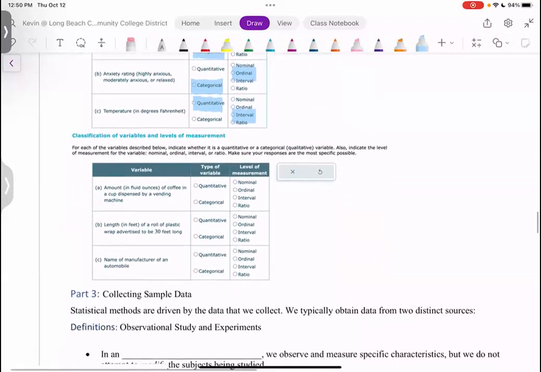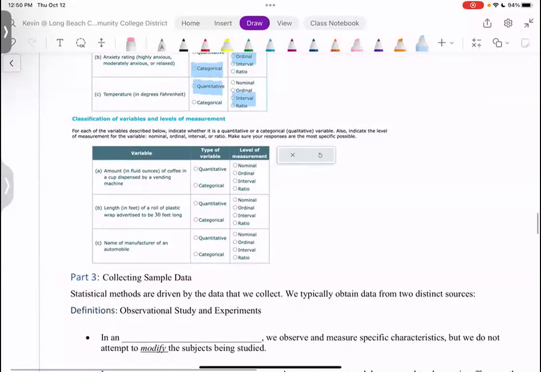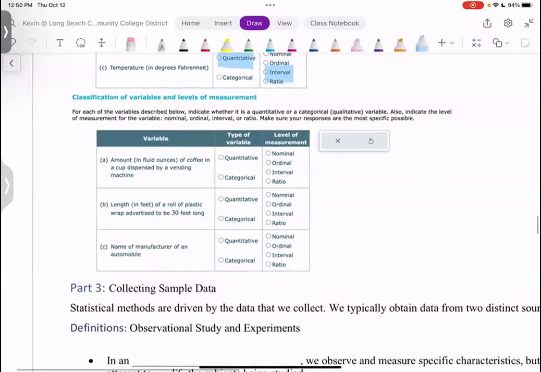And we have a few more examples. The amount in fluid ounces of coffee in a cup dispensed by a vending machine. That is quantitative, and that is definitely going to be ratio. We can have a 0 amount of coffee, and one could say that cup holds twice the amount of coffee that mine does.